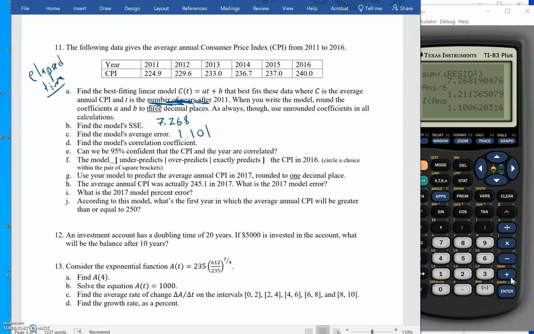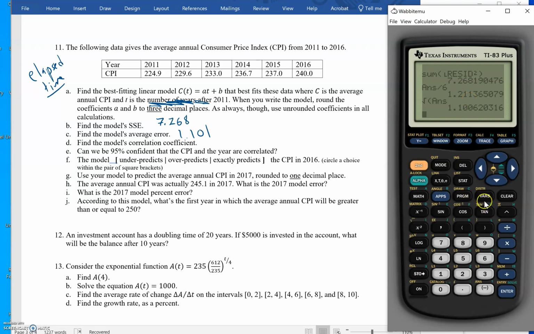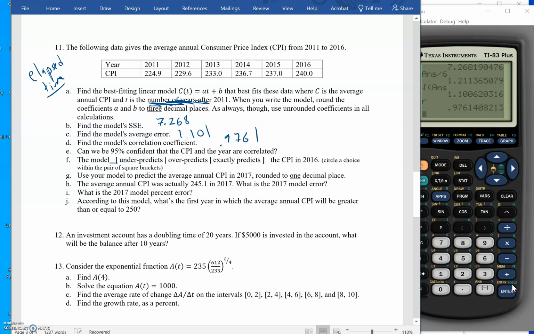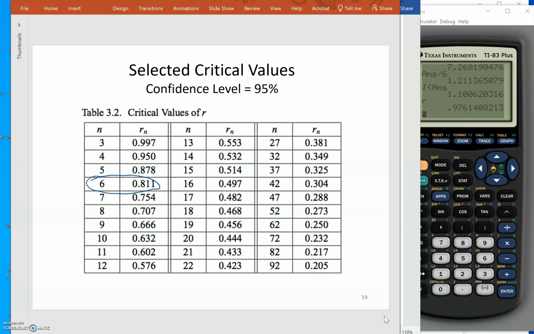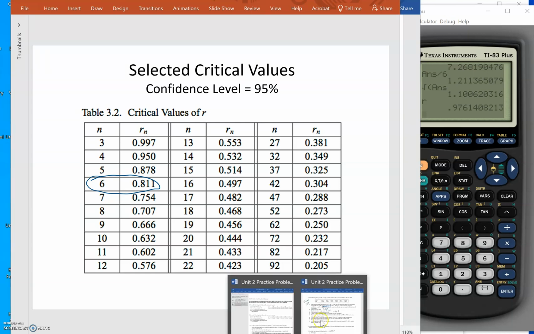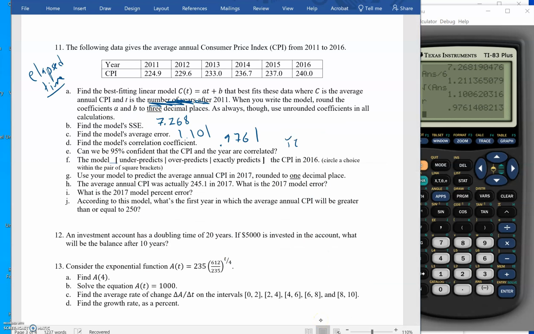Okay. To find the model's correlation coefficient, there's a couple of ways to do this. If you don't have diagnostics turned on in your calculator, then you can just go to vars, statistics, equation, and then number 7 is the correlation coefficient, and that's 0.9761. Okay. And then for part E, can we be 95% confident? Well, if we go to our critical value, it is 0.811, and then let's return to the slide. So yes, we can be, because 0.976 is larger than 0.8, whatever it was. All right, I've got to pause the video and then we'll stop here for the next part.